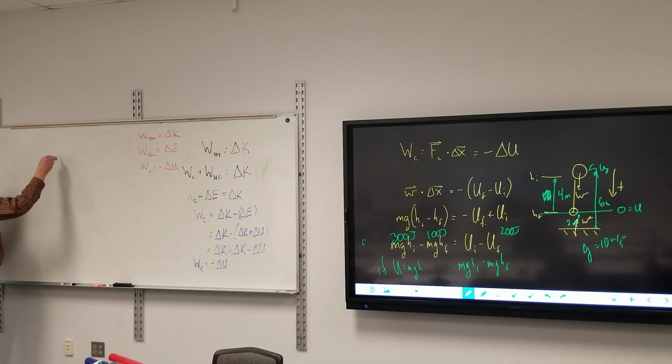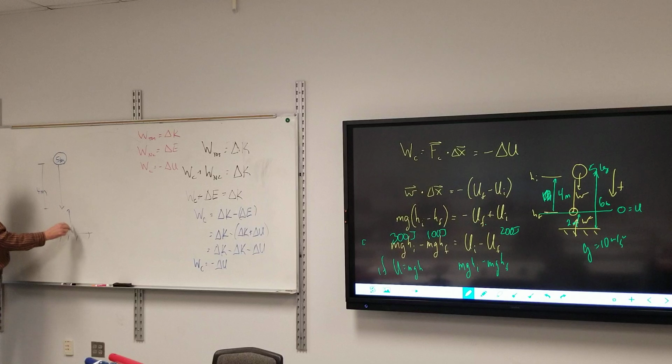Let's just do a quick and dirty problem here. So I've got the mass here. We'll make it a 5 kilogram mass. It is going to fall, oh, what the heck, 4 meters. Put the ground down here. We'll make that 2 meters. This might look familiar. We've established the only force acting on it is a conservative force, so energy is conserved.